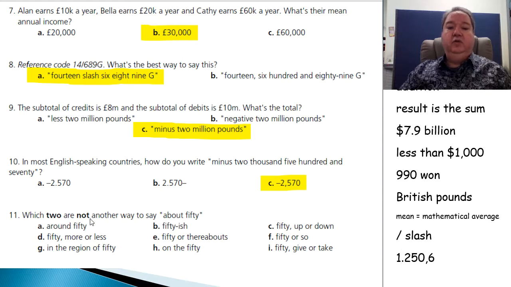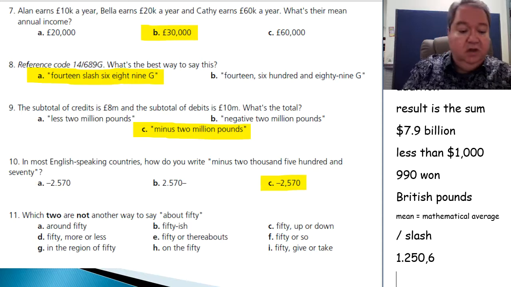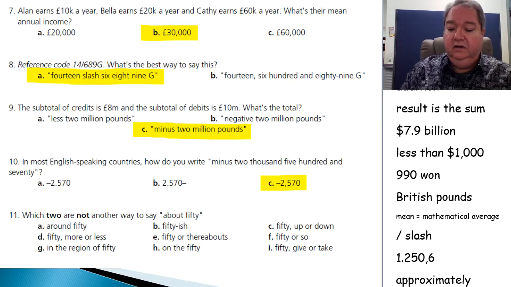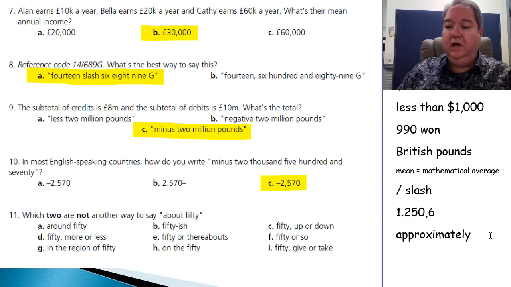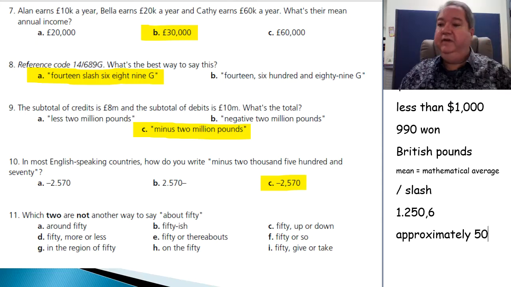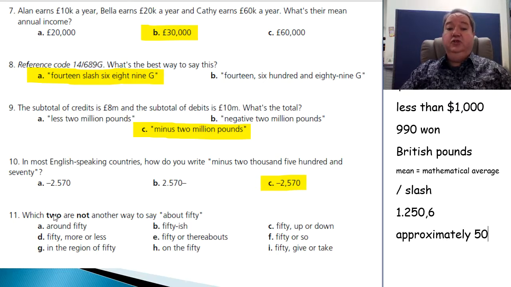Okay, number 11. Which two are not another way to say about 50? About 50 means not exactly 50, but close to it. So we might say approximately. Approximately 50 means close to 50, but not exactly 50. And that's not one of the choices here, so that's another way to do it. Around 50 is correct. 50-ish.